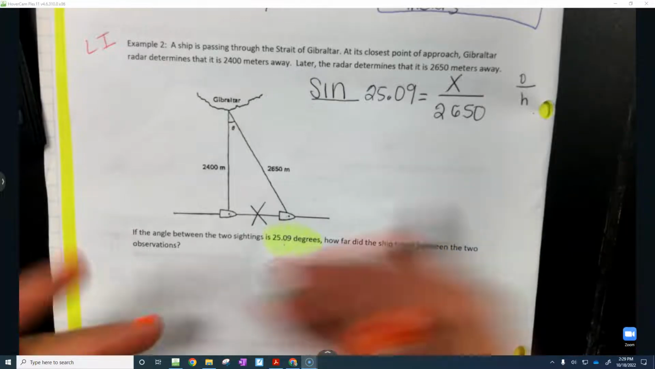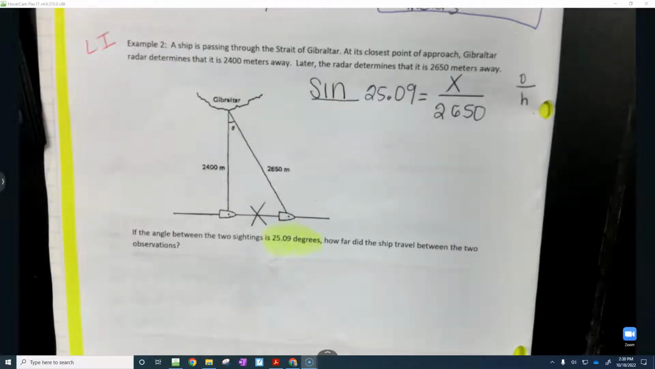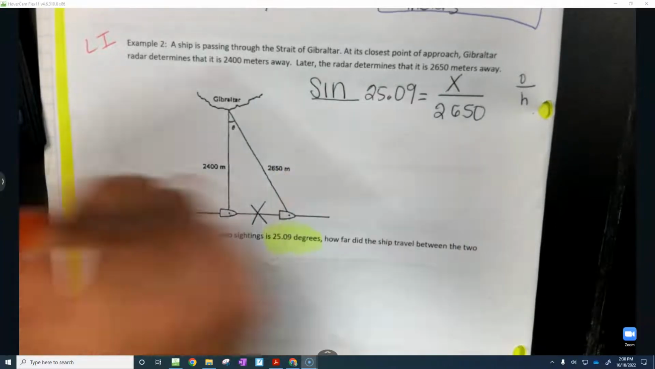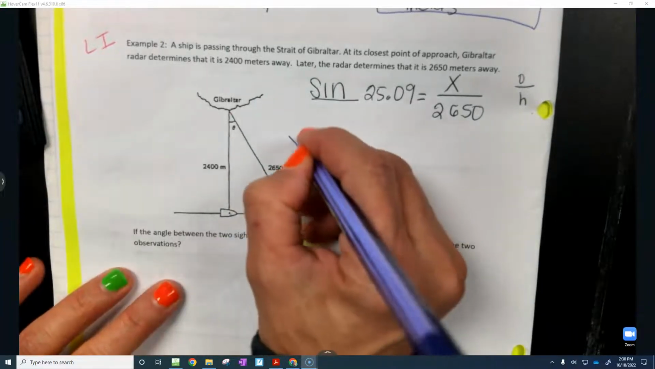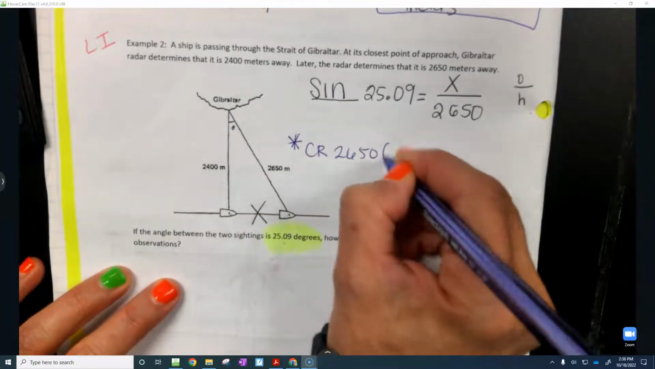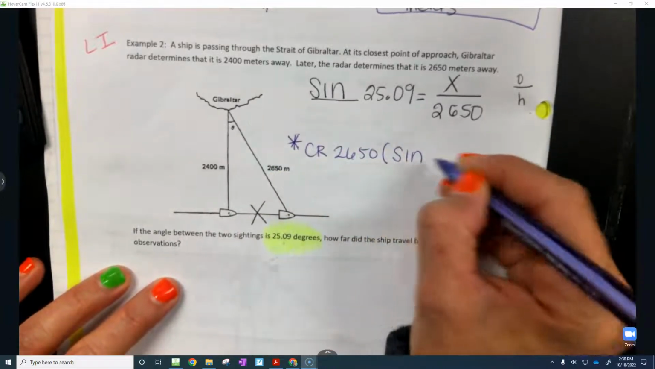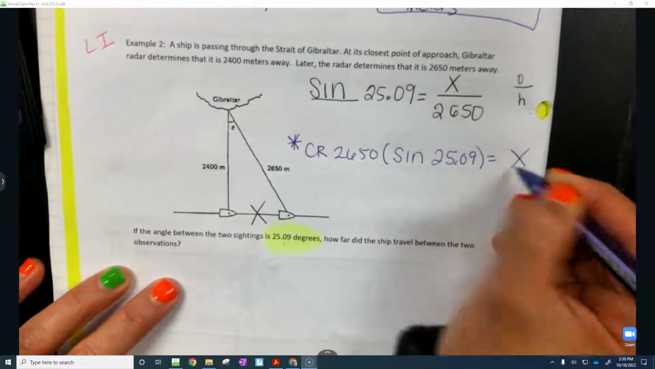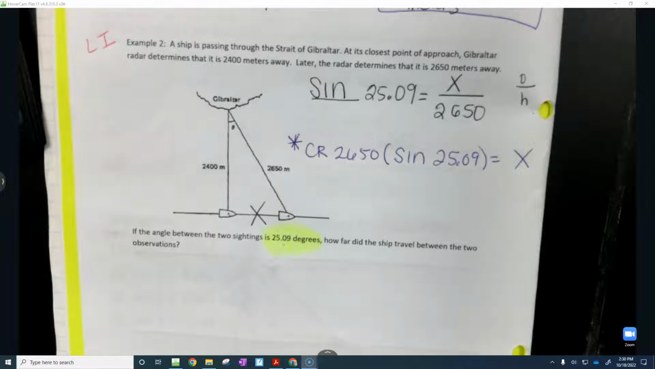All right, guys. So again, we got to knock out this fraction. We're going to multiply both sides by, what are we multiplying both sides by, Victoria? Yes, that's right, 2650. So guys, again, here's your calculator ready. It's going to be 2650, open parentheses, sine of 25.09, and then close it, and that's going to give you x.